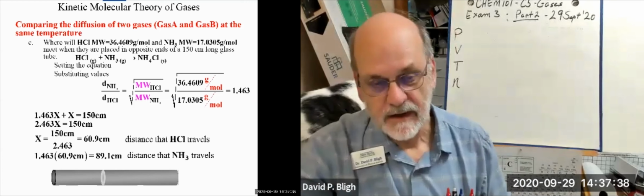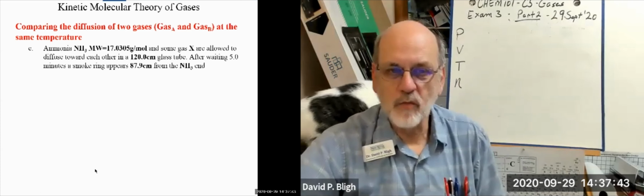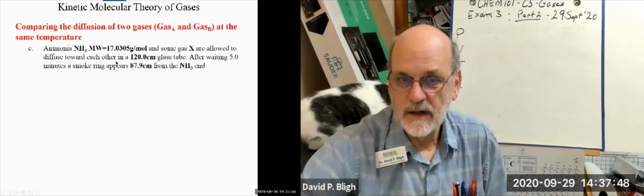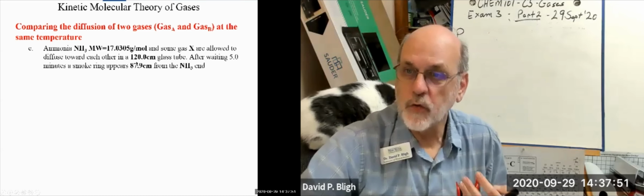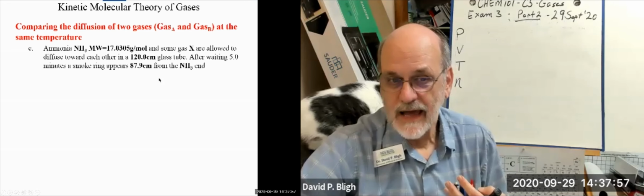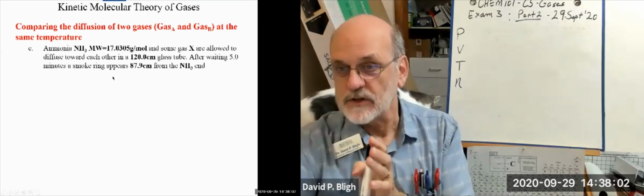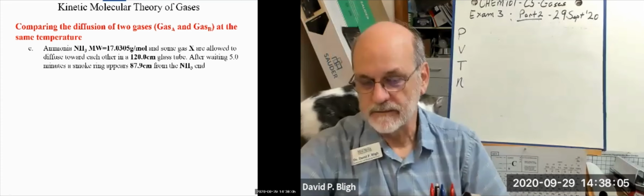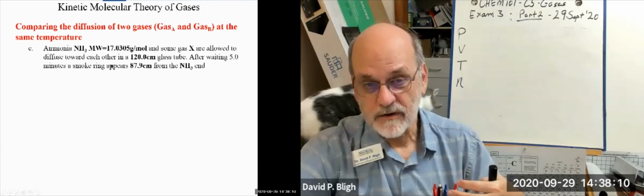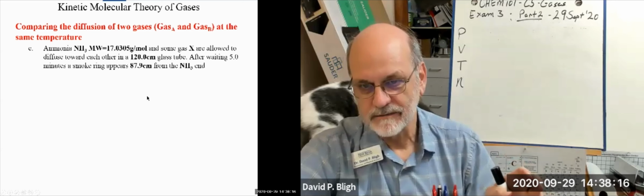Okay, so we're almost finished. So in this problem, we're comparing ammonia, which we know, against a gas which we don't know. And they're allowed to diffuse toward each other in a 120 centimeter glass tube. And after 5 minutes, we see the smoke ring form. Now, we don't know what X is. We just know that it reacts with ammonia. So we know that the distance that's traveled, smoke ring forms 87.9 centimeters from the ammonia end.